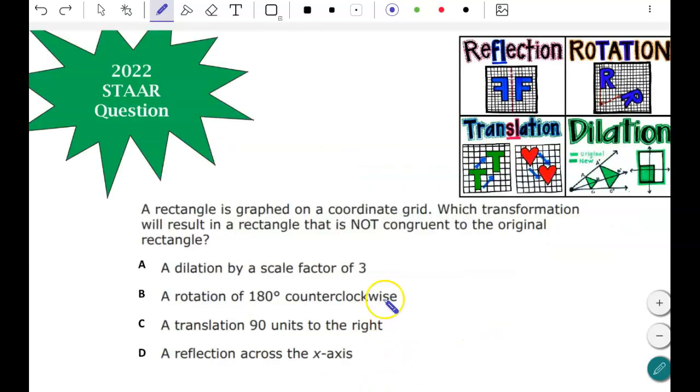I think this is our last one for this recording. So it says a rectangle is graphed on a coordinate grid. Which transformation will result in a rectangle that is not congruent? Okay, the only one that changes size where it's not congruent is a dilation. So here it says a dilation, that's going to be it. Rotation does not change the size, so those are still congruent. And translation, same thing, reflection.